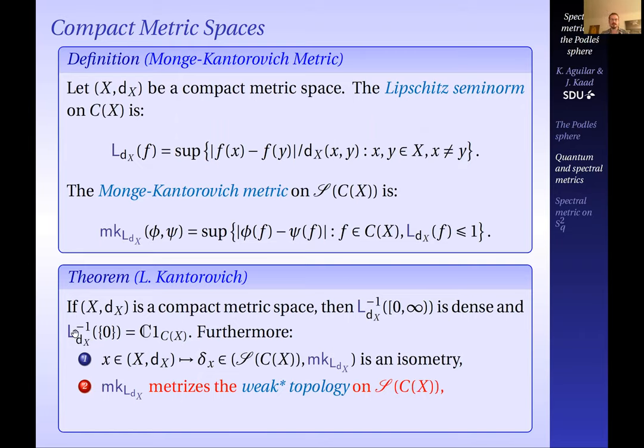And here again, this is another property that you don't need X to define. It vanishes only on the constant functions, but you can rephrase it as scalar multiples of the identity.